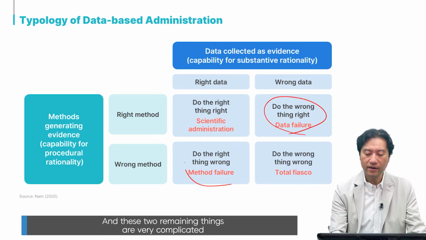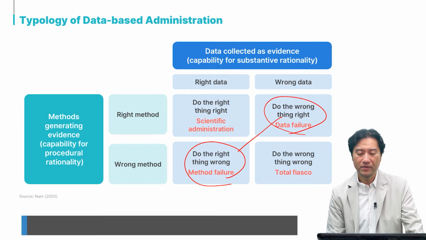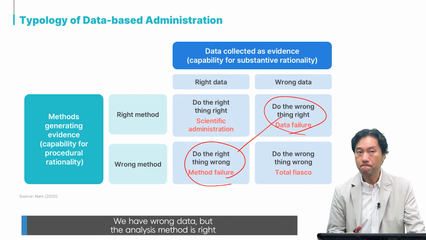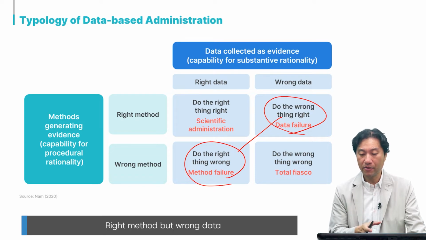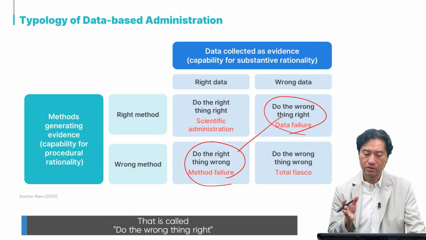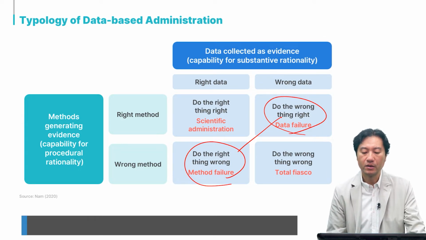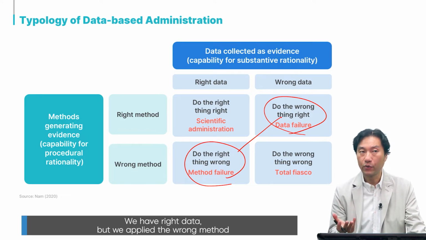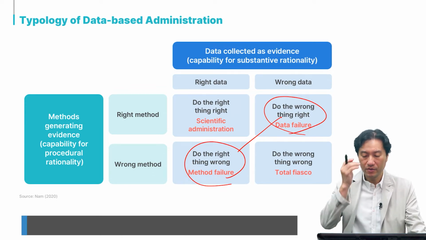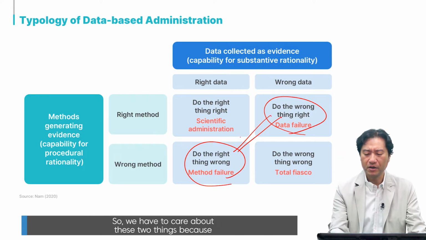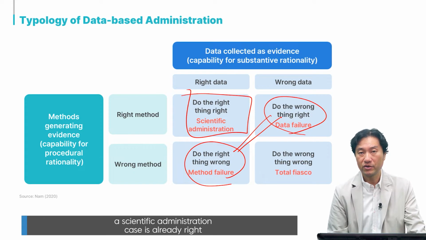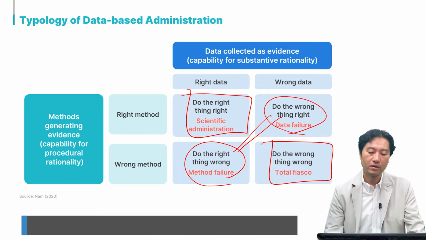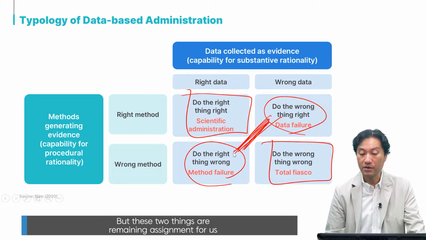And the two remaining ones are very complicated because they are partly right and partly wrong. We have wrong data, but the analysis method is right. Right method, but wrong data. That is called do the wrong thing right. That is data failure. And a totally different thing is do the right thing wrong. We have right data, but we applied the wrong method. That's the method failure. So we need to care about these two things because do the right thing right, the scientific administration case, is already right. And do the wrong thing right is a total fiasco. We cannot handle that. So these two things are the remaining assignment for us.